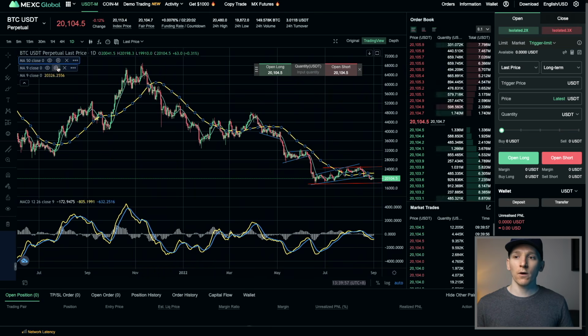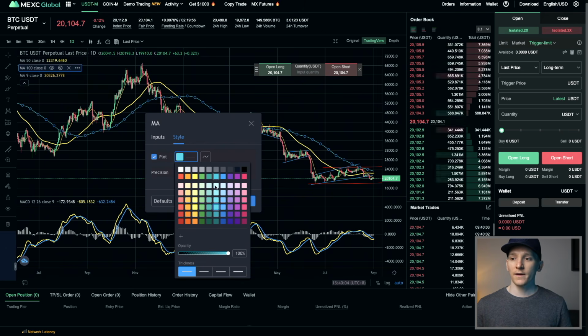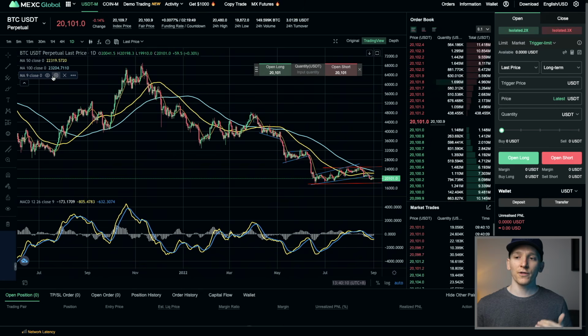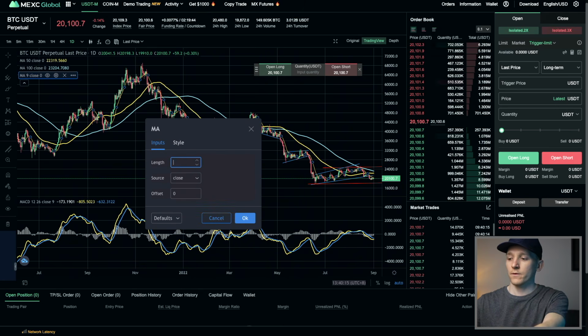Now what I want to do is go and plot a longer-term moving average. So I'm going to put 100 on here and then press style and obviously make this stand out. Blue's okay for me. And you can see that on the chart right here, press OK. Now for the third one, I'm going to plot a 200. So we go over to inputs, we put 200.